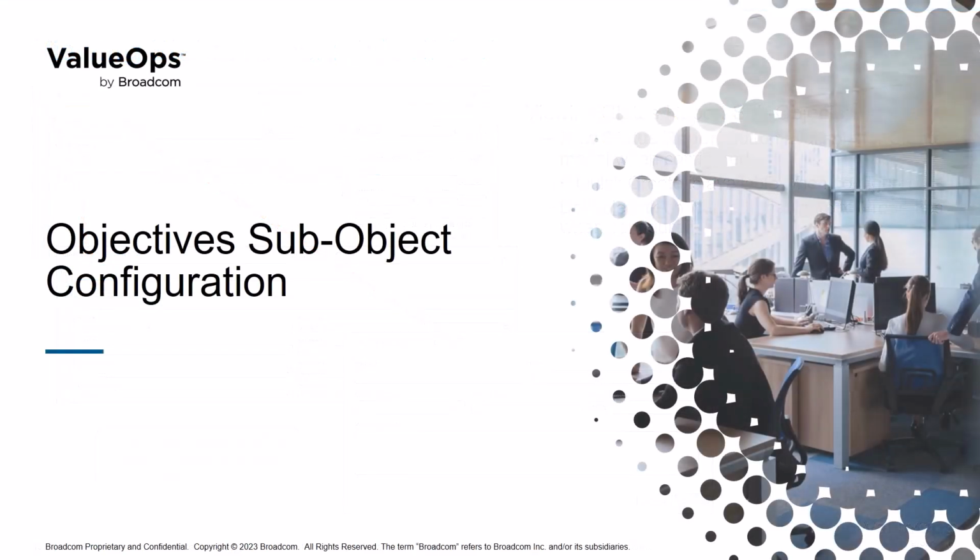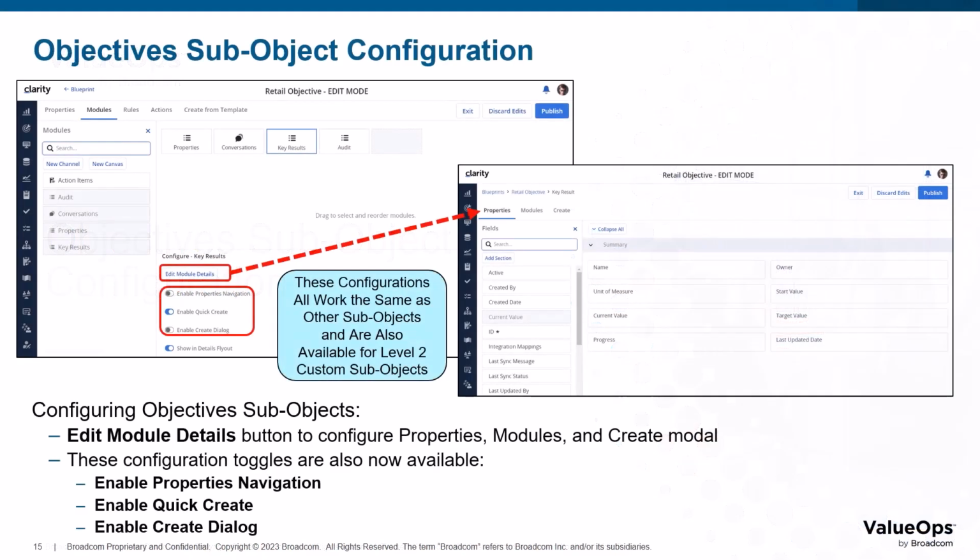Next, we'll take a look at some configuration that is now available for Objectives subobjects. In your Objectives Master Object Blueprint, you will now have some configurations for its subobjects. Similar to what we added to the old Status Report module, you'll have an Edit Module Details button where you can configure properties, any modules that you want to display for the subobject, and you'll have a Create dialog that you can configure as well.